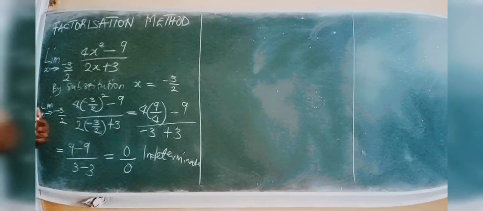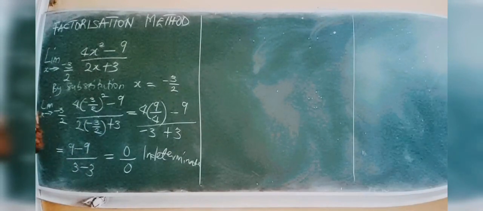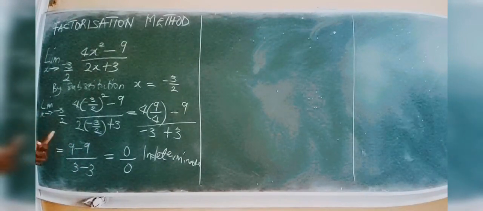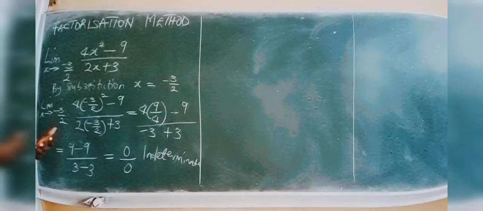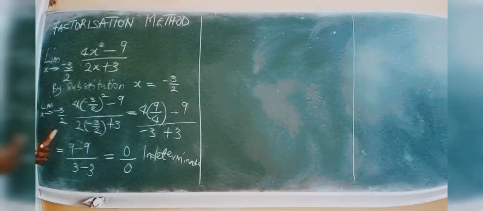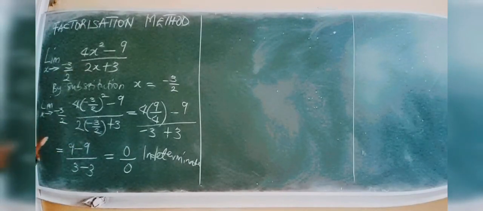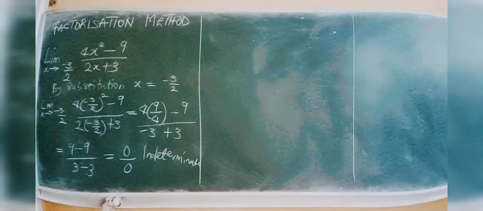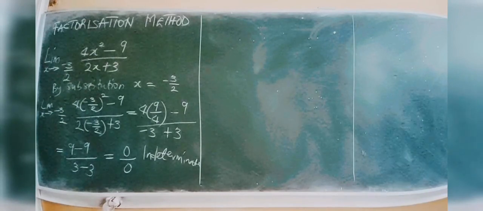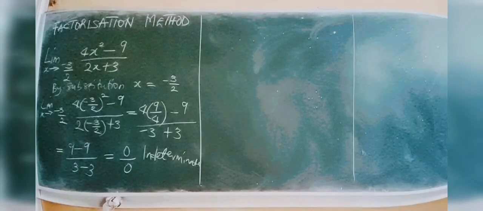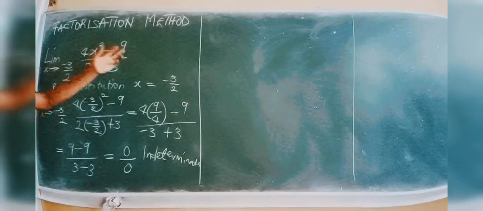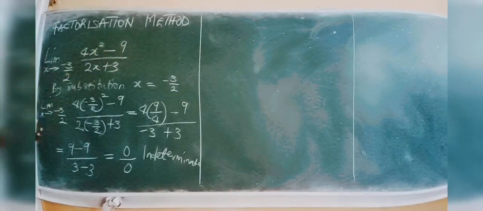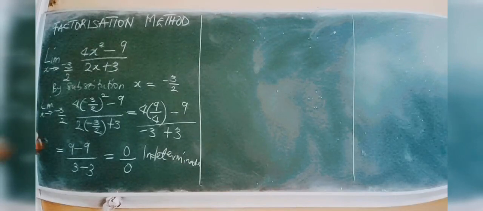Now you have to look at the function and see if you can factorize it. If it is factorizable, then you use the factorization method, but if it is not, you can try the conjugate method or L'Hopital's rule. So we look at the numerator. When you want to carry out a factorization method, you look at where you have the highest power and see if the variable can be factorized. I have my highest power at the numerator here: 4x squared minus 9, and I want to factorize this.